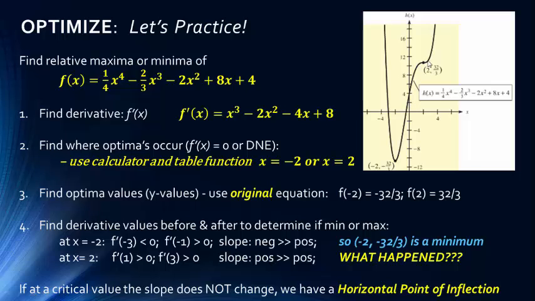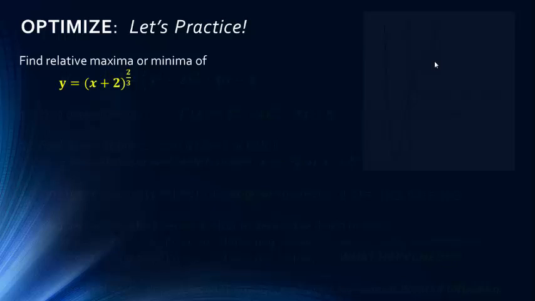So the mountain goes up, it has a little ledge, and then it continues going up again. So if the slope goes from positive to positive, we no longer have an optimum value here. We do have a critical value here, but at this critical value, it's called a horizontal point of inflection. It's important for you to know that for the tests and for this course. All right, let's try another one.